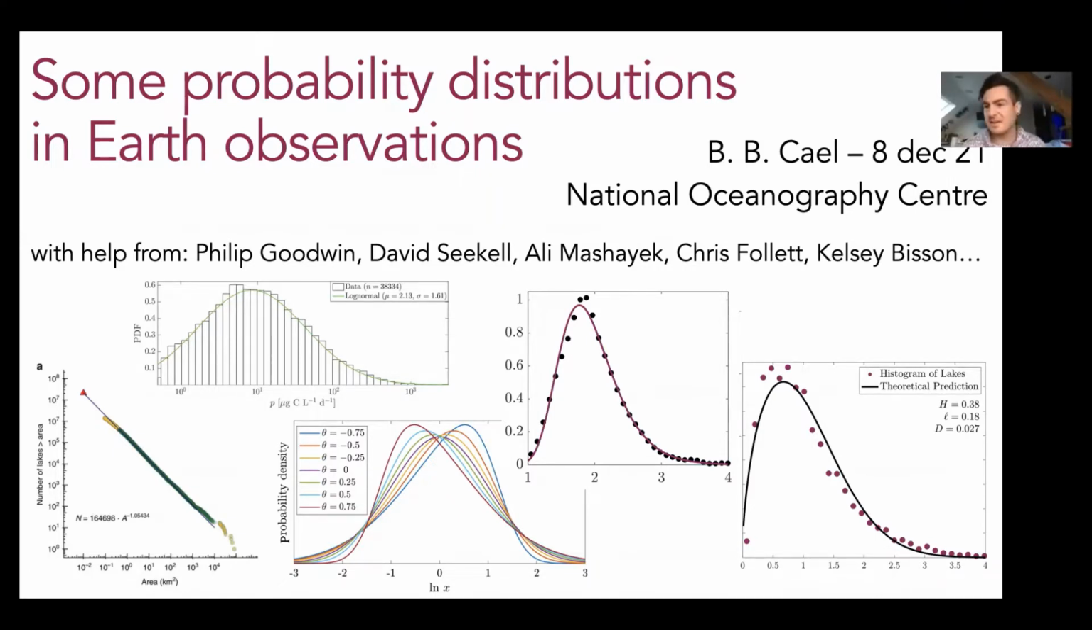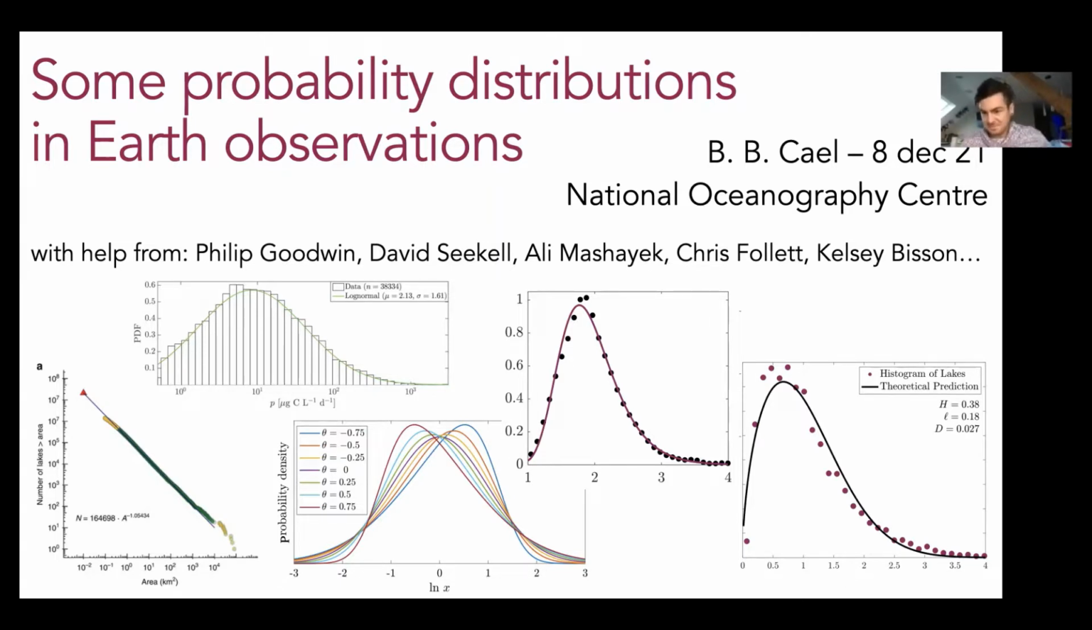But I'm going to talk about a number of different topics that all relate to probability distributions that crop up in the Earth system, how we might think about them, and why they might be useful. This is work that I've done with a number of different people: Phil Goodwin, David Cael, Ali Mashai, Chris Follett, Kelsey Bisson, and a whole number who are all over the place.